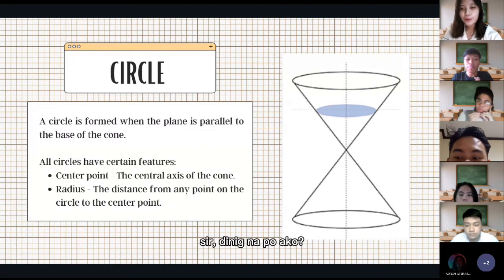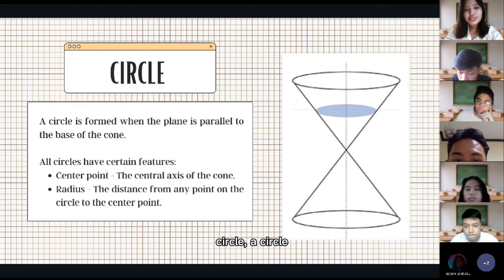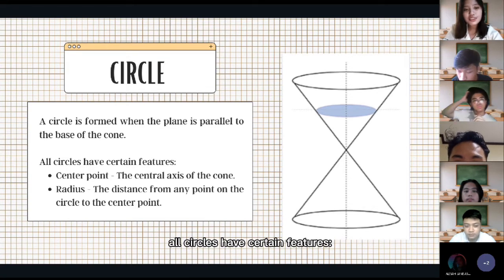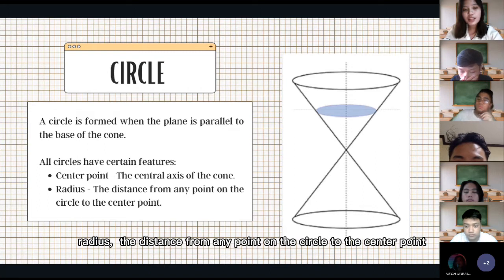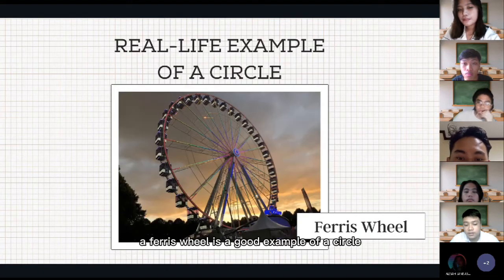Sir, tinig na po ako. Circle. A circle is formed when the plane is parallel to the base of the cone. All circles have certain features. Center point, the central axis of the cone. Radius, the distance from any point on the circle to the center point. Thank you, Ms. Jenley. A Ferris wheel is a good example of a circle in real life.